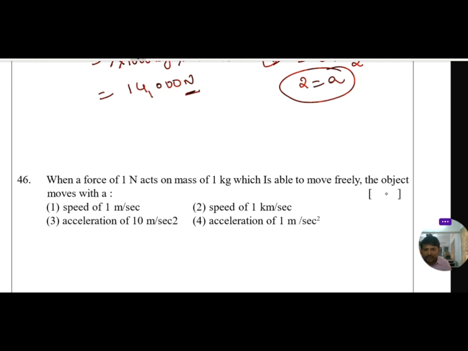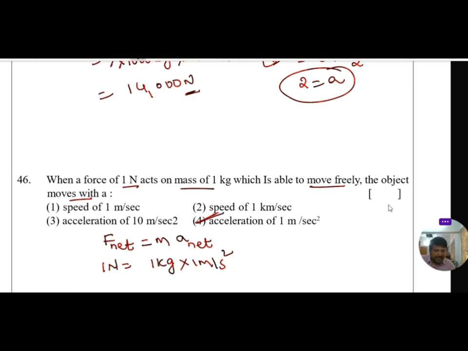Right. When a force of 1 Newton acts on a mass of 1 kg, which is able to move freely, the object moves with acceleration a. According to Newton's second law, F net is equal to mass times a net. If the force magnitude is 1 Newton, the mass is 1 kg and the acceleration is 1 meter per second square. So a 1 kg mass moves with an acceleration of 1 meter per second square. Option 4 is the right answer.